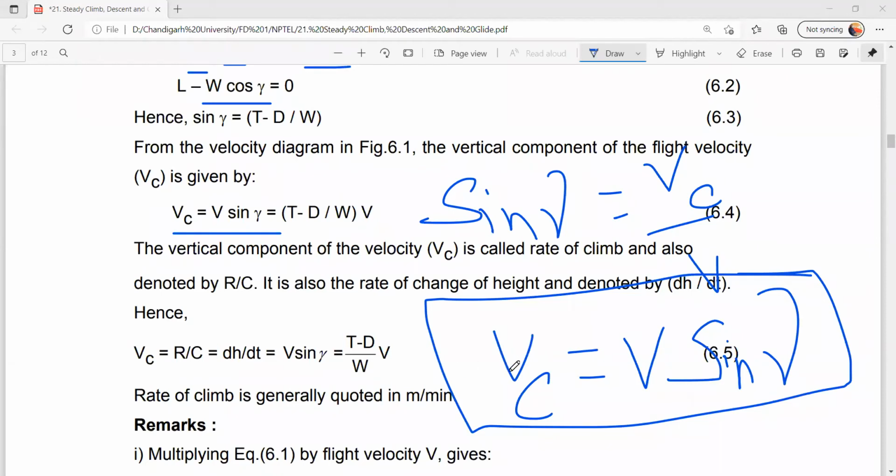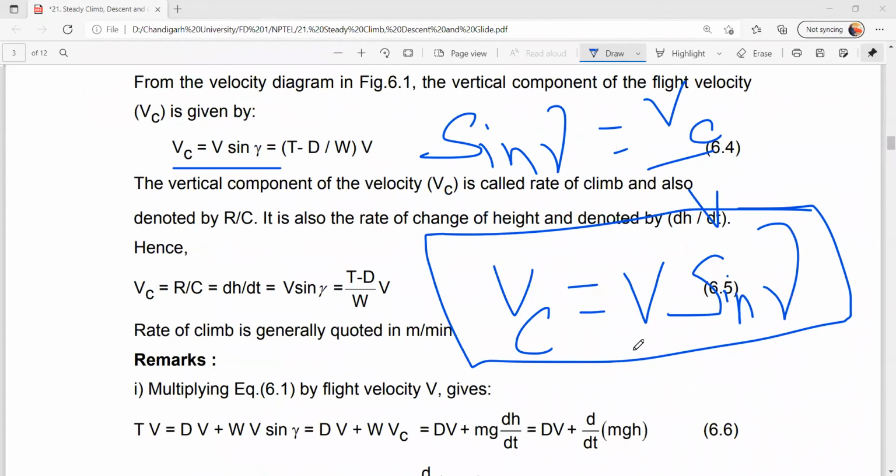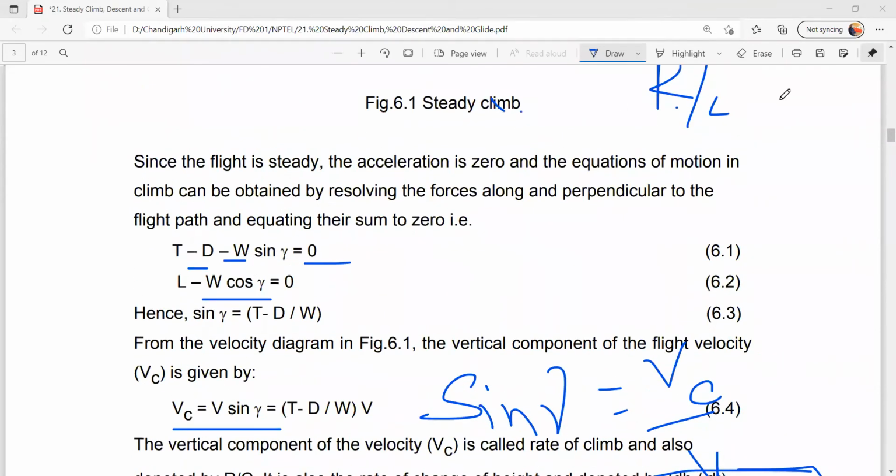Sorry. So climb speed is given with V sine gamma. VC, the climb speed, is equal to V sine gamma. So from the same equation, we can also take... So this is equation 1.